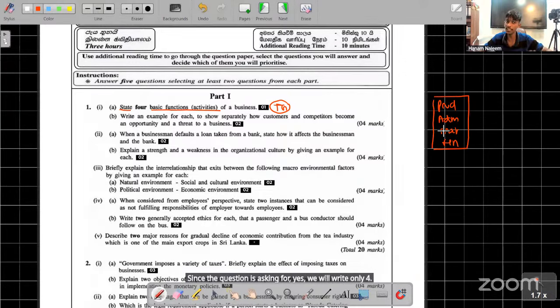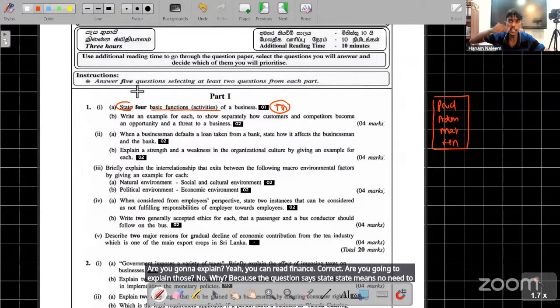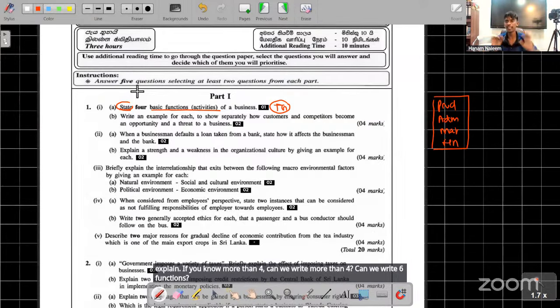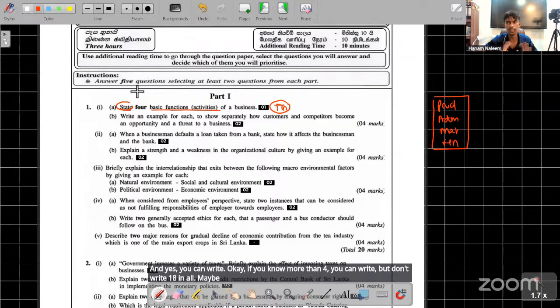Are you going to explain? Yeah, you can write finance, correct. Are you going to explain those? No. Why? Because the question says state. State means no need to explain. If you know more than 4, can we write more than 4? Can we write 6 functions? Yes, you can write. If you know more than 4, you can write. But don't write 8, 10 and all. Maybe you can write 6. Don't go for 8, 9 and all. Only if you're confident, you can write extra points. But don't make that a habit for all the questions.